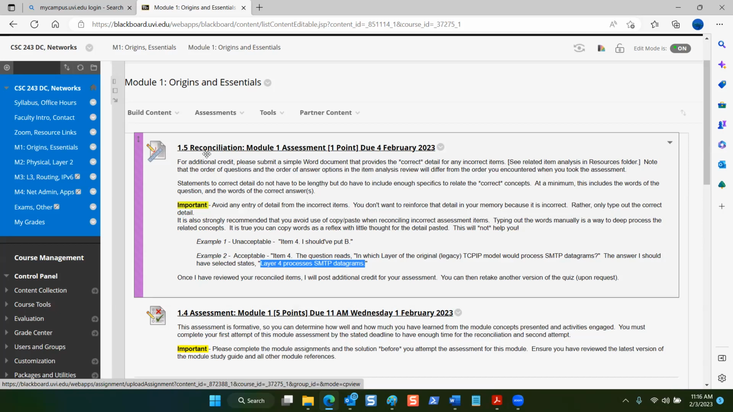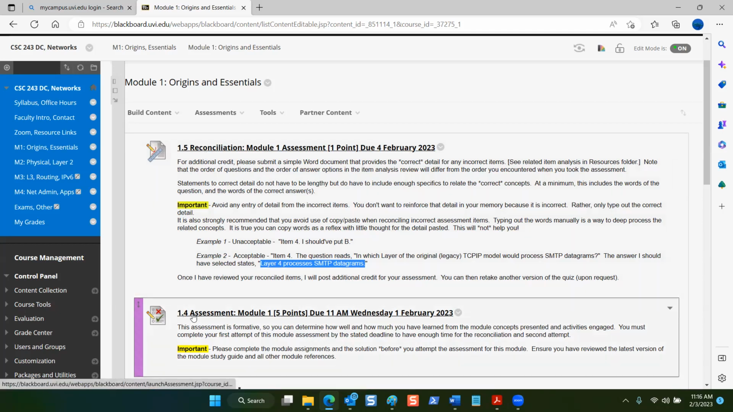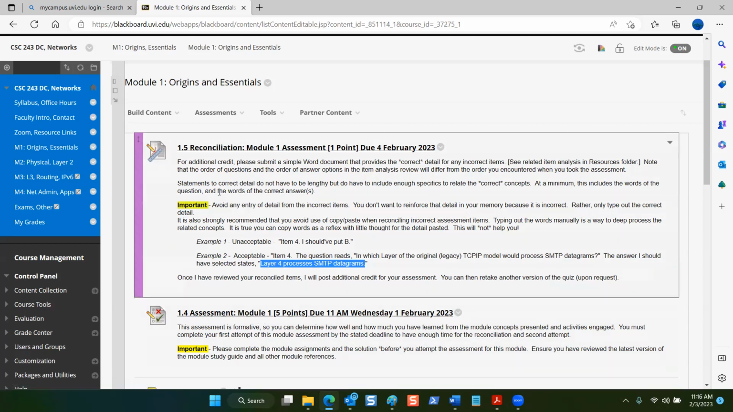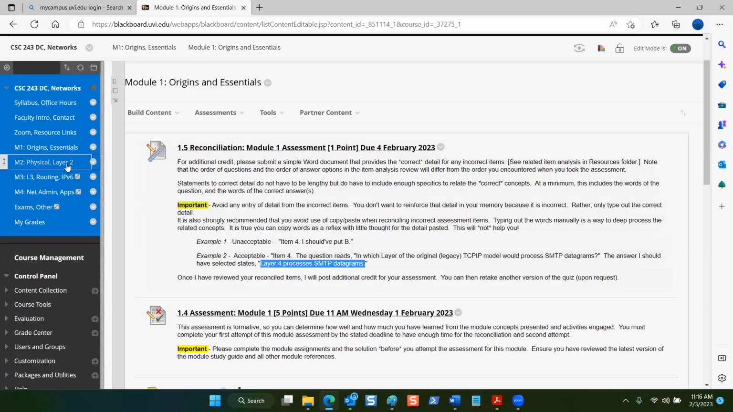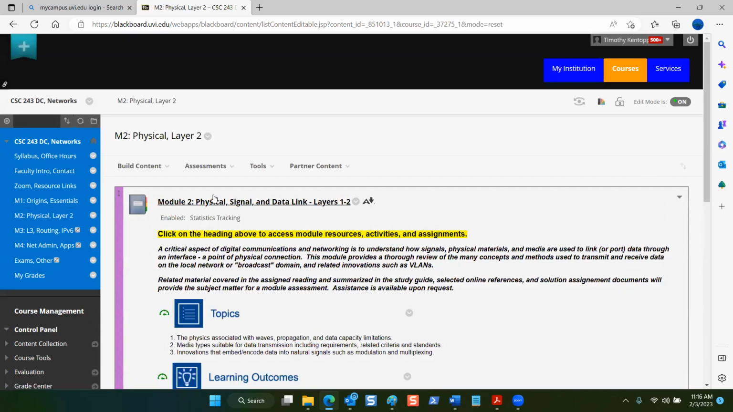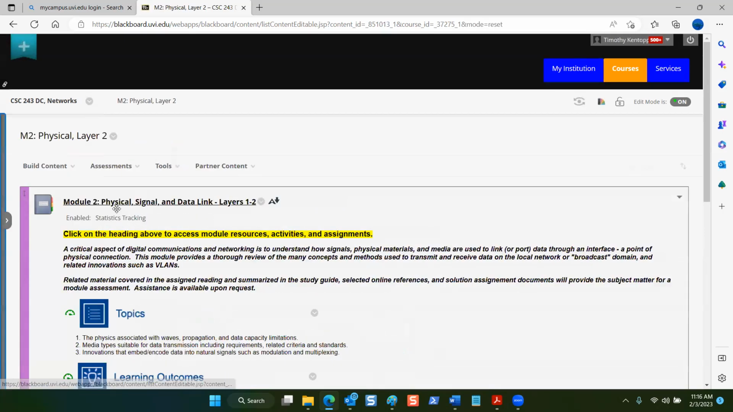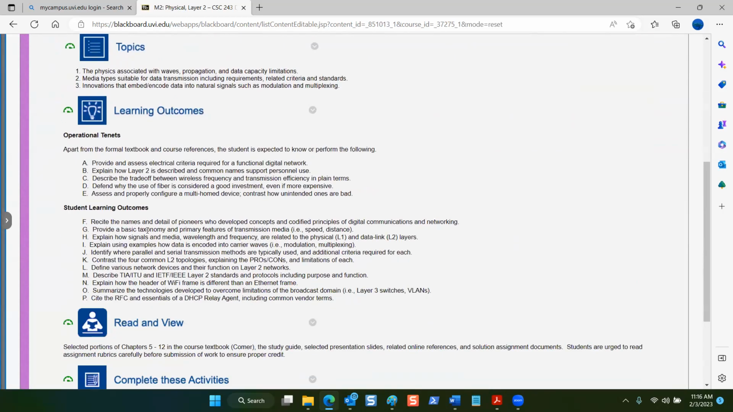All right, hearing none. Over the weekend, I will post 1.6 assessment. That's the final version for the module. And I've also opened up module number 2, which is about the physical layer. And inside module number 2, on the cover page, you'll notice our learning objectives, right? And I want to talk to you about this thing called operational tenets.